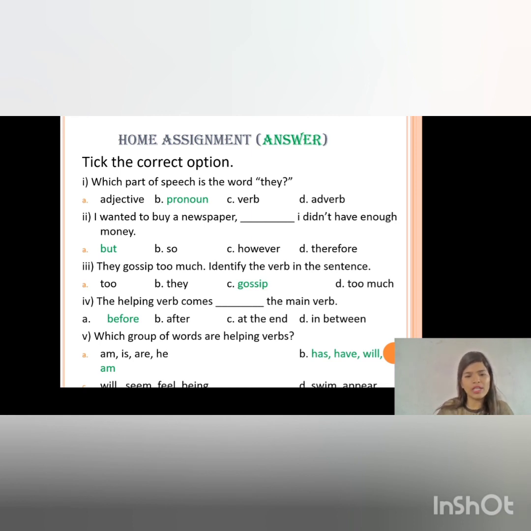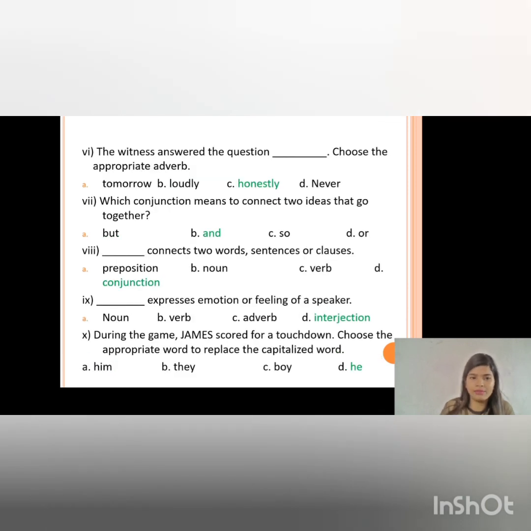They gossip too much, identify the verb in the sentence. The correct answer is gossip, it's a verb. Helping verb comes dash the main verb. A helping verb always comes before the main verb. Now the next question: which group of words are helping verbs? The correct answer is has, have, will, and am.